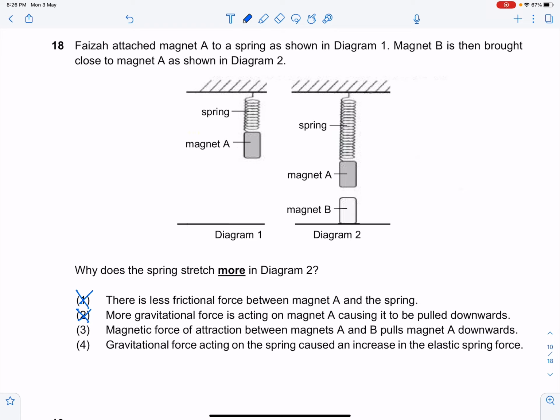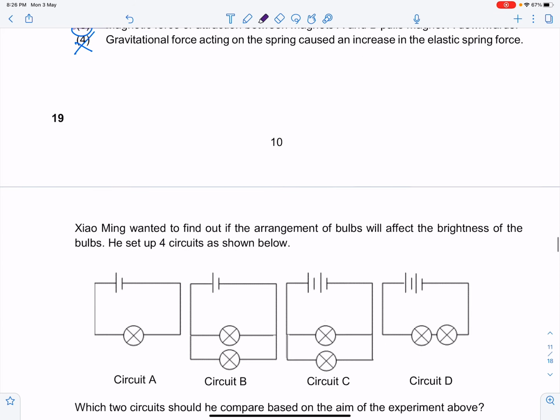I believe this is the correct one, but I want to check, so I would reason out why 4 is wrong as well. 4, gravitational force acting on the spring caused an increase in the elastic spring force. That's not true, because once again, mass wasn't changed here, so gravitational force should not be the factor in play. So we cross that out. Confirm answer number 3. Alright, so this is another example of how the elimination method is being used here.